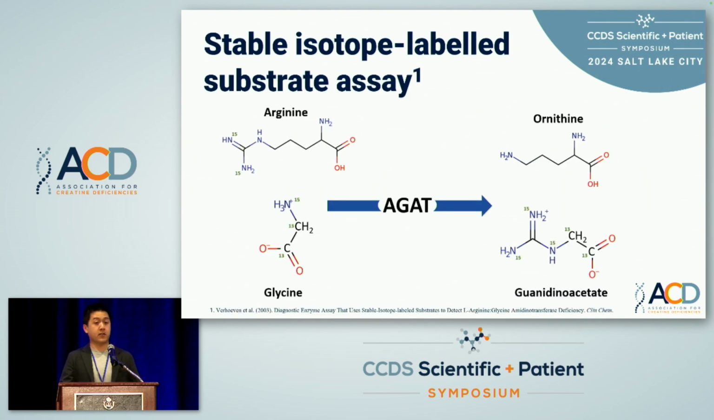One such way is through the use of a stable isotope-labeled substrate assay, which is used to measure enzyme activity. This assay was actually first developed back in 2003 by Verhoeven, where they measured AGAT activity in lymphocytes and lymphoblasts. For today's presentation, I'll be focusing on the optimization and the use of this assay for measuring AGAT activity in various mouse tissues as well as in human cell lines.